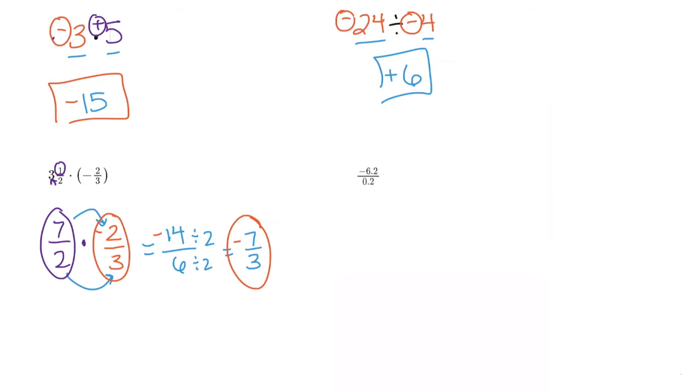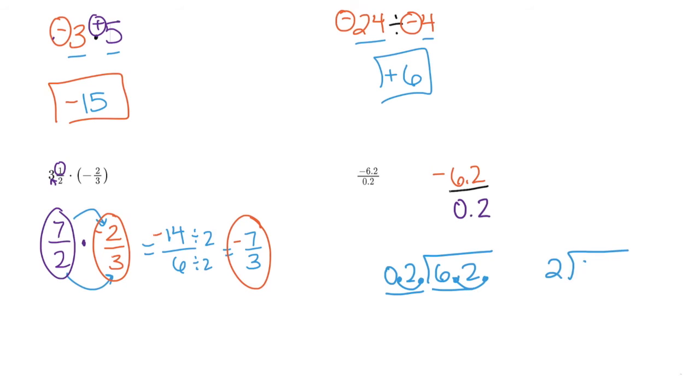All right, and then in our last example, it's the same idea. I have a -6.2 being divided by a positive 0.2. Don't let the decimals and the fractions scare you. It's the same exact idea. The first thing I'm going to do is figure out how many times 0.2 goes into 6.2. The nice thing about decimals is that I can move this over and then move this over, so this ends up becoming a 2, and this ends up becoming a 62, and it's a lot easier to deal with, right?